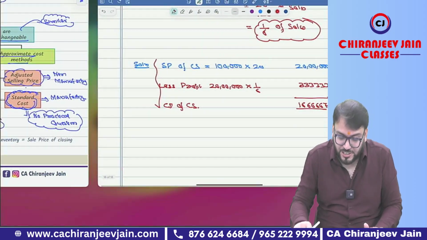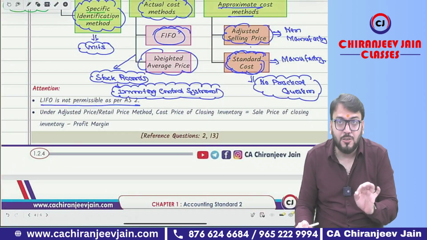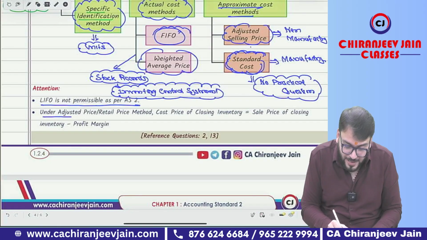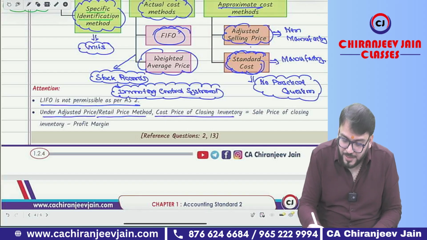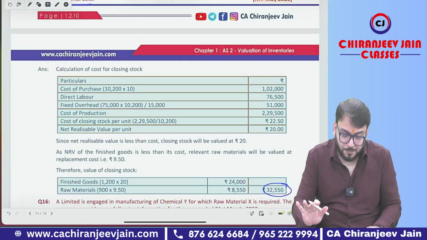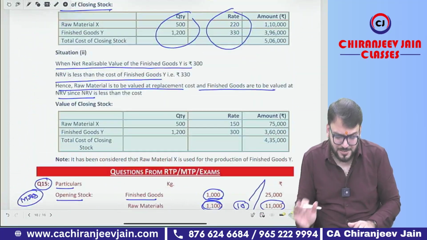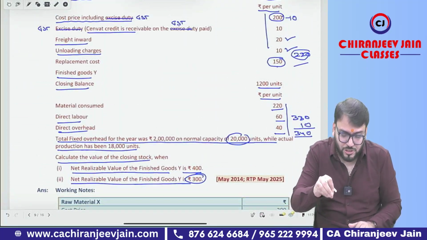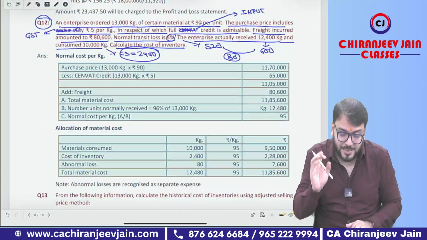So this is your adjusted selling price method. I will take two questions, very good questions. First, let's see: under the adjusted selling price or retail price method, the cost price of closing inventory will be the sale price of closing inventory minus profit margin. Let us take two questions. Normally this type of question has not been asked in the exam, but anytime they can ask.